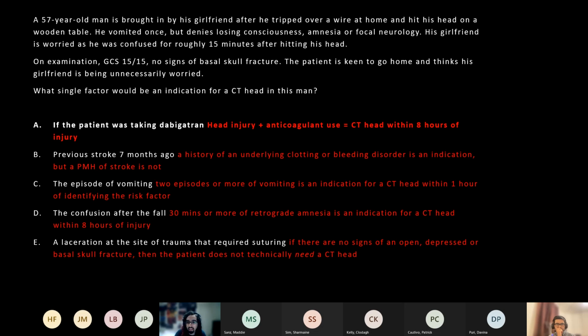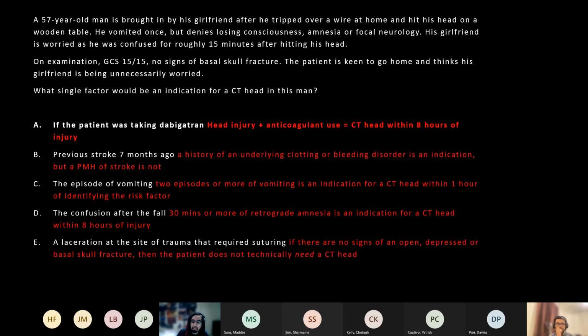So they need a CT head. Even if they're saying, I'm fine, I want to go home, you want to do a CT head for them. Stroke, if he had a clotting disorder or a bleeding disorder, that would be an indication. But a stroke on its own, and 7 months ago, isn't within the NICE guidance.